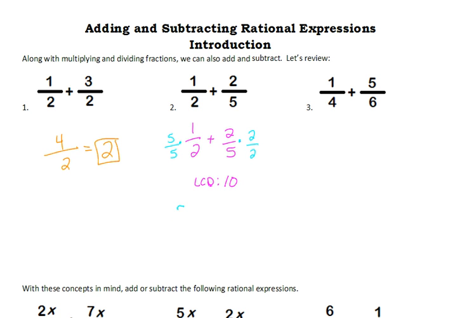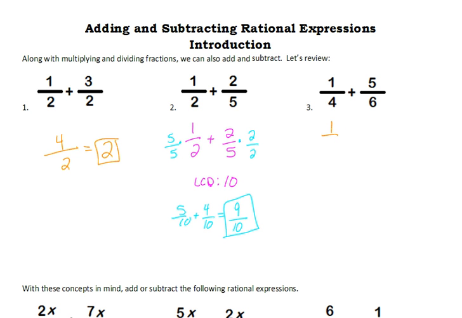So what do I end up getting? I end up getting 5/10 plus 4/10. Now I do have a common denominator. I can go ahead and say 5 plus 4 is 9. Keep that denominator of 10. And there I go.